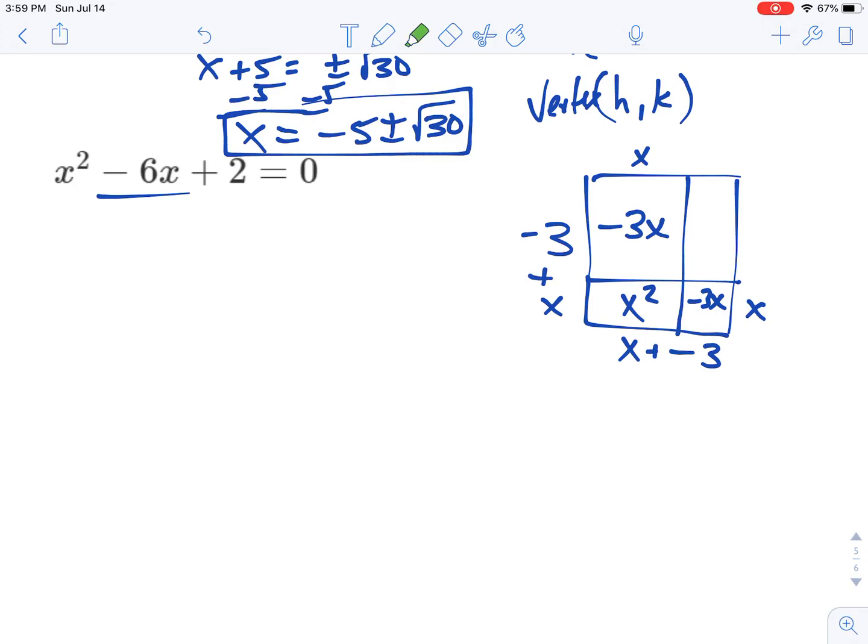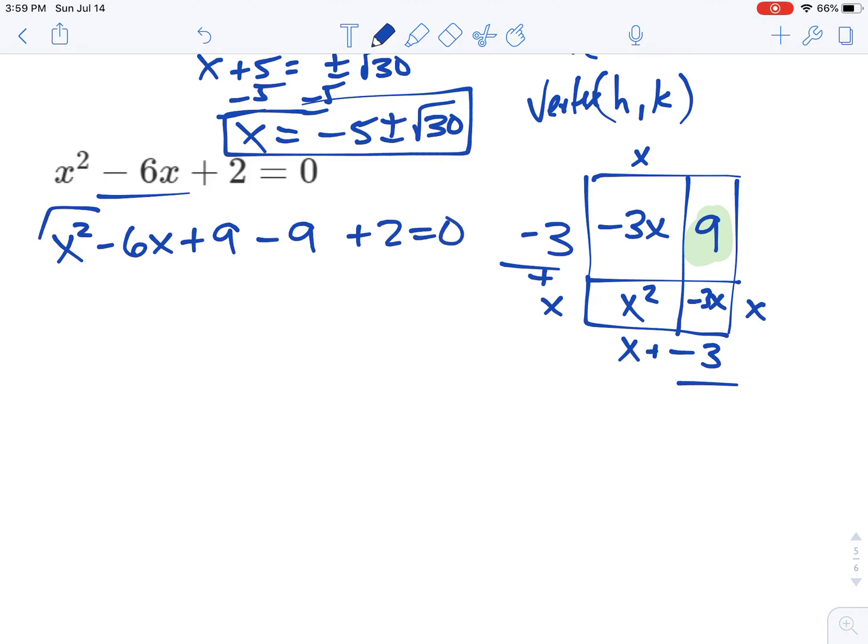So then to complete this square, you just fill in this box. What would that be? Well, that's negative 3 times itself, which is 9. So we need a 9 in there in order to complete this square. So we do x squared minus 6x plus 9. You can't just add 9 though, that makes it not equal, so you have to take care of it by subtracting 9, and then keep the plus 2 equal to 0.